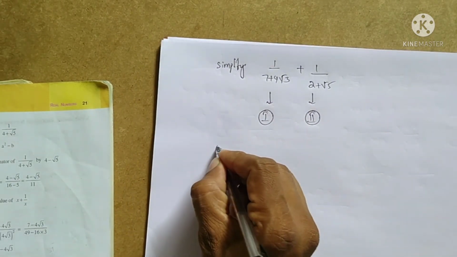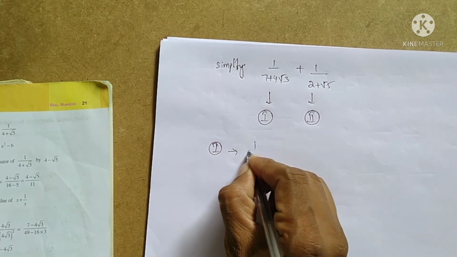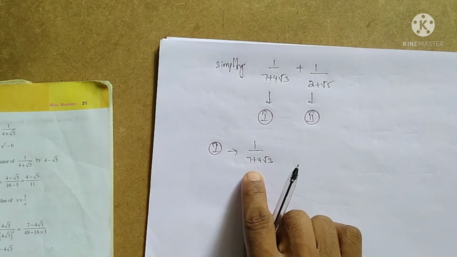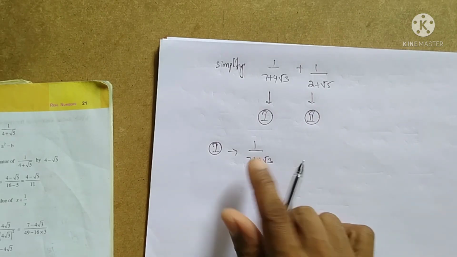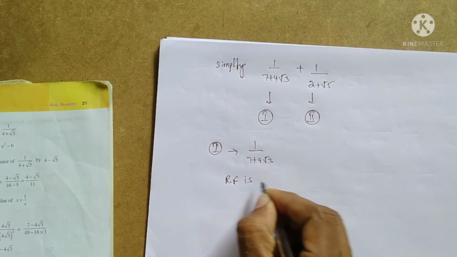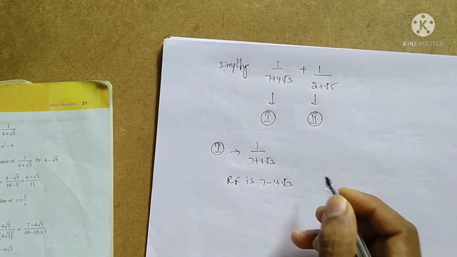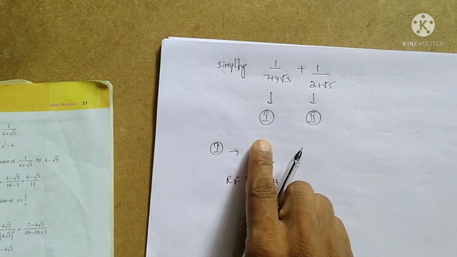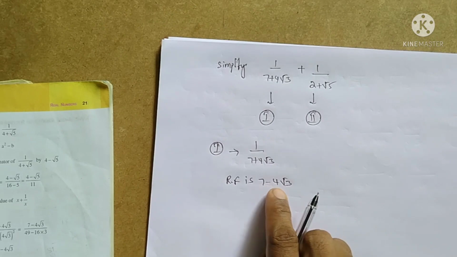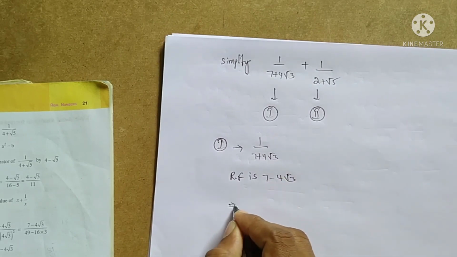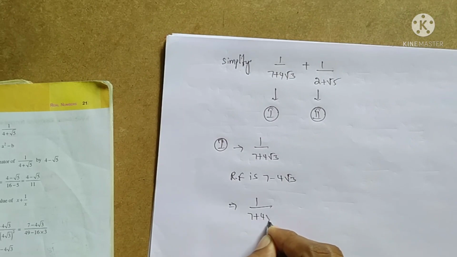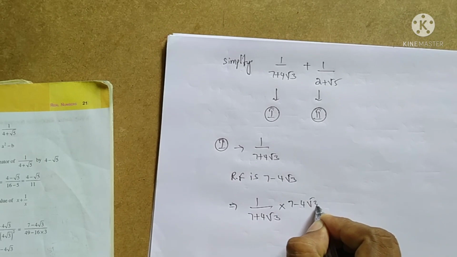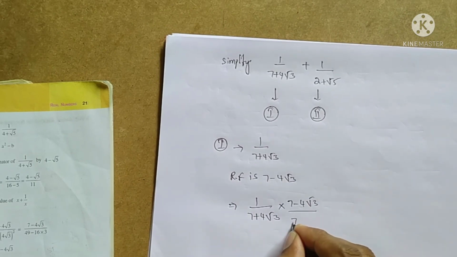So let's take equation 1: 1 by 7 plus 4 root 3. So here the rationalizing factor is 7 minus 4 root 3, right? Multiply numerator and denominator with 7 minus 4 root 3. So that is equal to 1 by 7 plus 4 root 3 into 7 minus 4 root 3 by 7 minus 4 root 3.